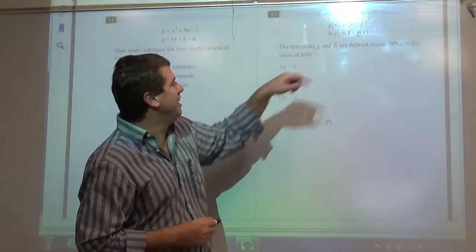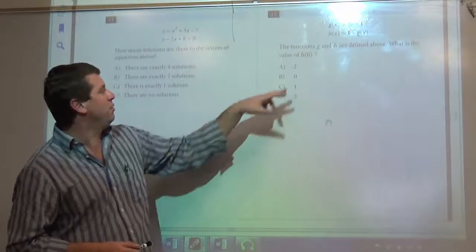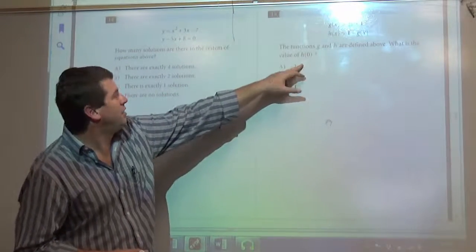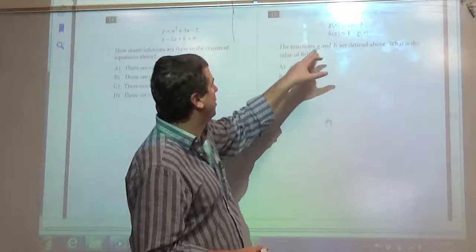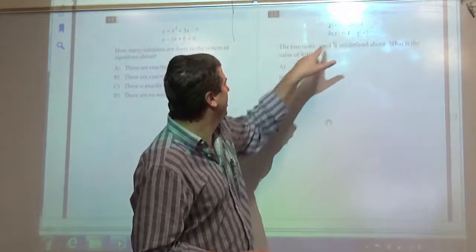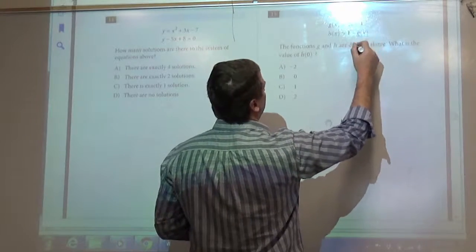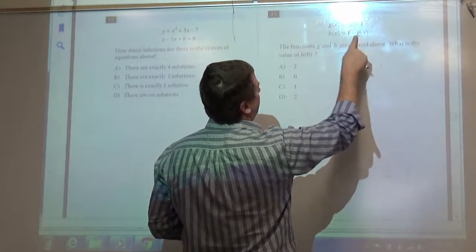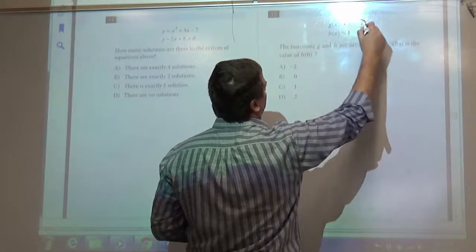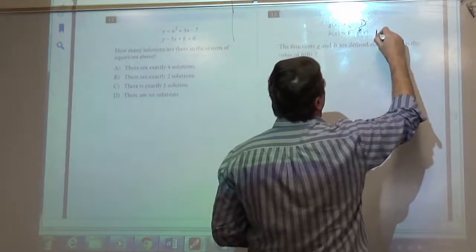All right, the functions g and h are defined above. What is the value of h of 0? h of 0 means I'm going to put a 0 in h for x. So g of x means this whole thing goes where that is.